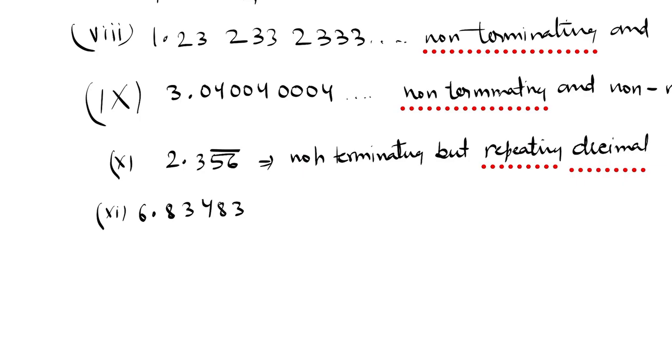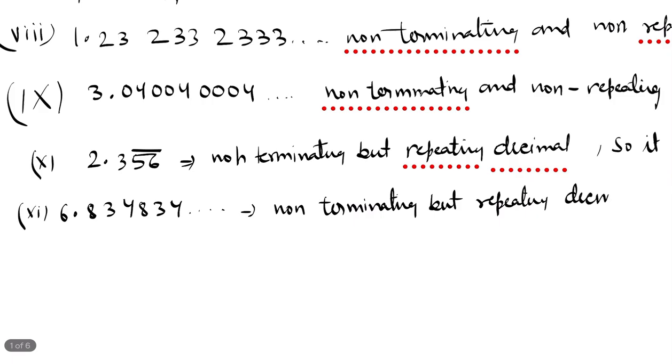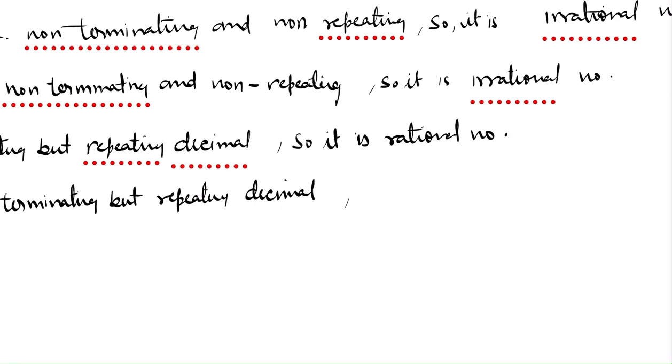Okay, now the next question is 6.834883... It means 834 is repeating again and again. So it is also a non-terminating but repeating decimal. It means it is a rational number.